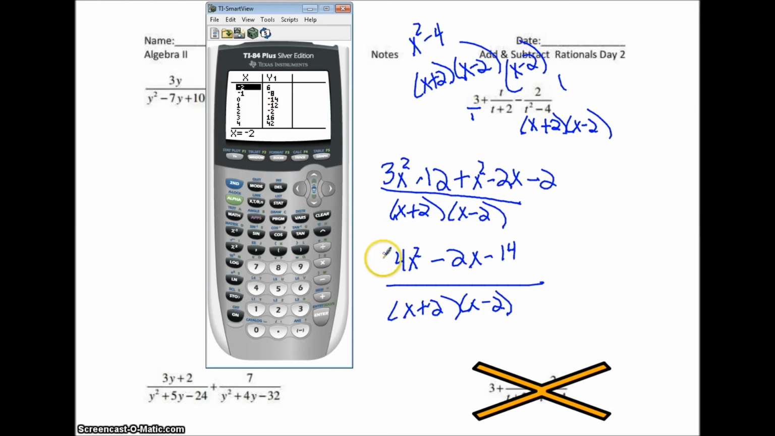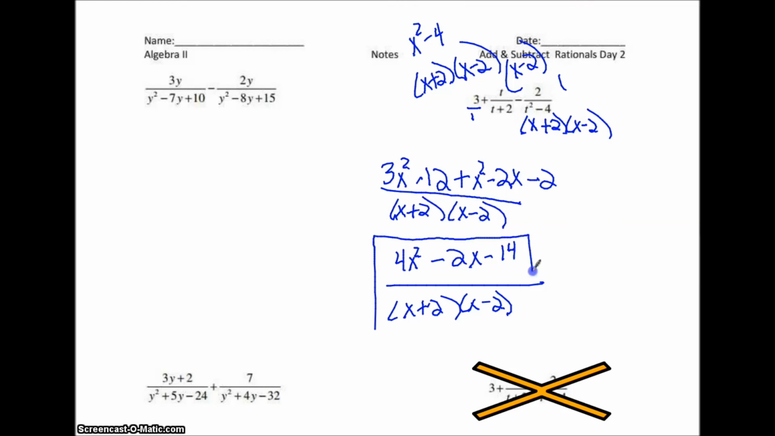Another thing you could see is if it were to cancel, it needs to cancel with x plus 2 or x minus 2. So go to 2 and negative 2 and see if either one of them are 0. They're not. So you could factor that if you want, but there's no reason to. Okay? Because it's not going to cancel anything.